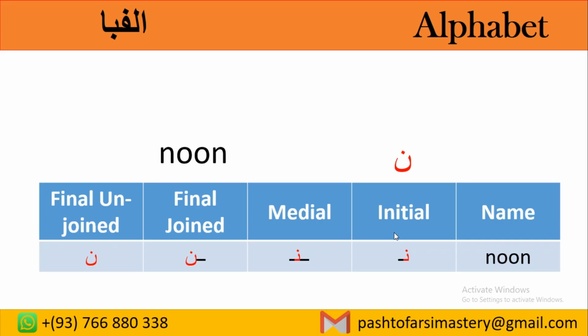The letter Noon is a new category of letters that comes at the beginning, middle, and end of words. This is the initial form, this is the middle form, and this is the final joint form. Noon is like N in English, and in Pashto it has initial, middle, and final joint forms.